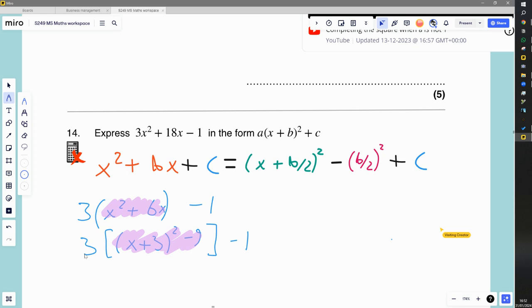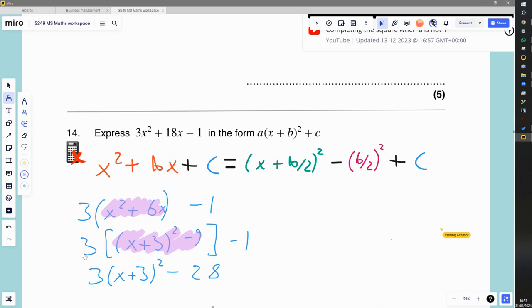So yeah, and then we're going to just expand this. Remember we're allowed to use something there, so we're just going to expand out this bit. So sort of semi-expand it out, I suppose. So 3 times x plus 3 all squared, and then we're going to minus 27. Okay, so this is 9 times 3, and then we're going to minus 1. So this 27 and 1 get combined to form 28. We're minusing 27 and minus another 1, making 28.